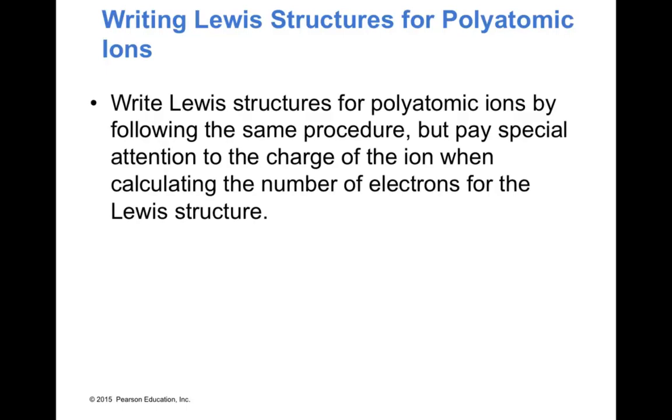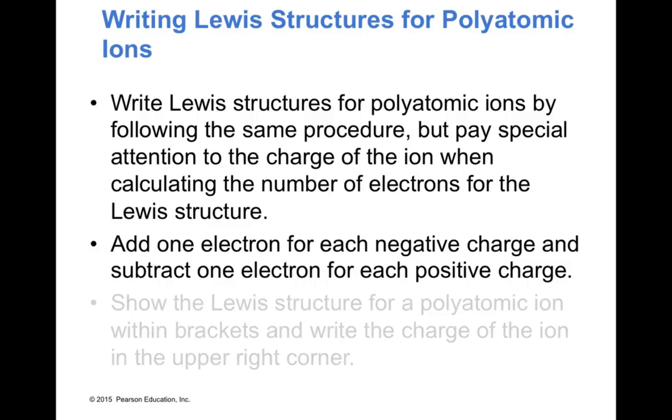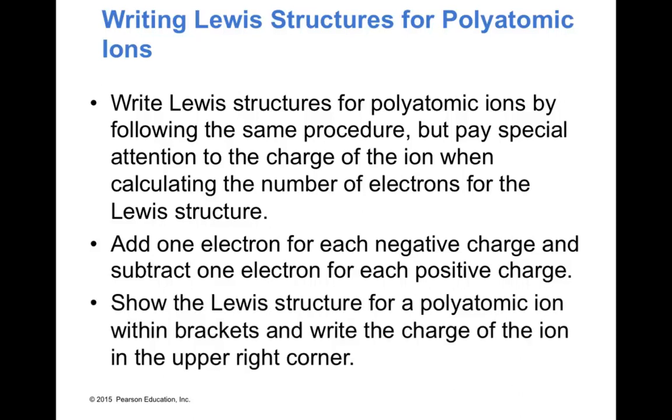Write the Lewis structure for polyatomic ions by following the same procedure, but pay special attention to the charge of the ion when calculating the number of electrons for the Lewis structure. Add 1 electron for each negative charge and subtract 1 electron for each positive charge of the ion. Show the Lewis structure for a polyatomic ion within brackets and write the charge of the ion in the upper right corner.